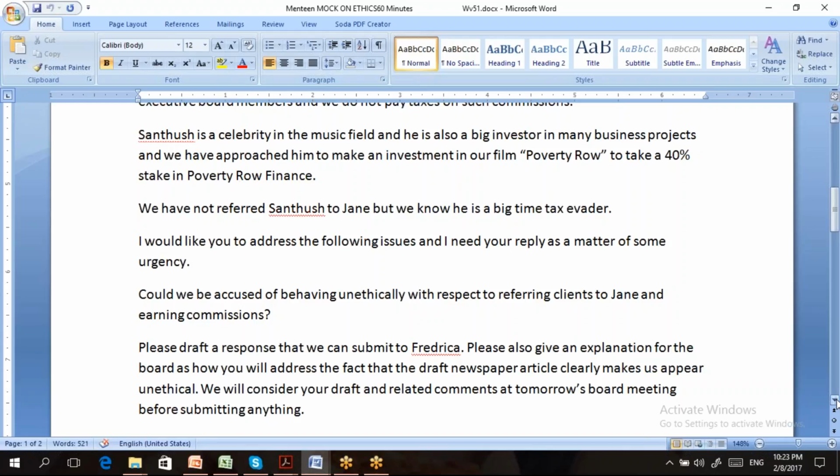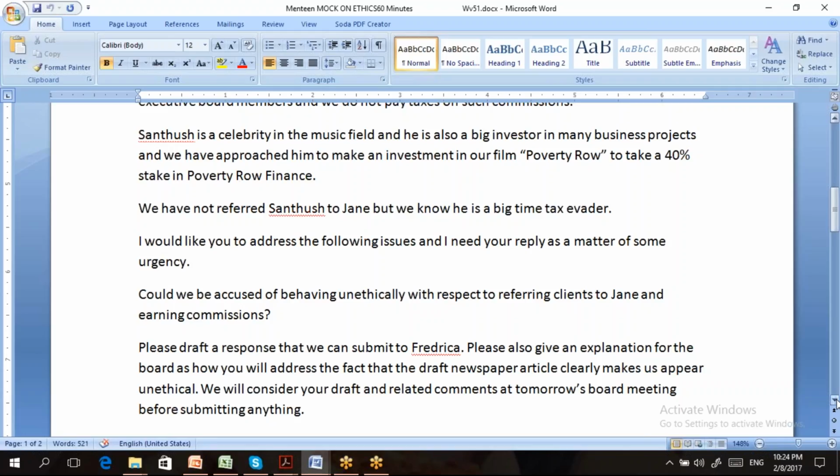Now the second part. You remember, Frederica writes to us and says we have referred Santosh to jail, which is not the case. So we can definitely deny that one. Very specifically we can say we have not referred Santosh to jail at all. The paper articles are always trying to put in more than the truth. So we have to deny that one.